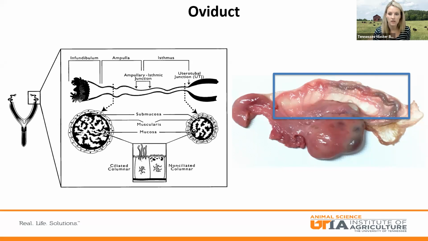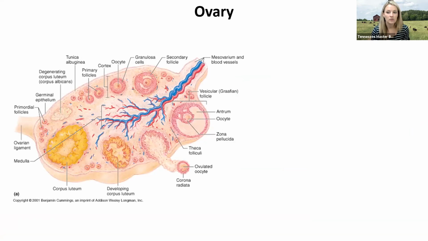Okay, so that was the oviduct. And then that brings us to the last portion of the tube system, which is the ovaries. The image on your left that you see right now is just a good little cross section of an ovary showing the different types of structures that can be found on them.